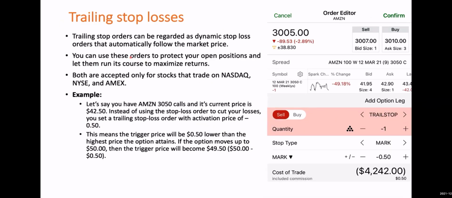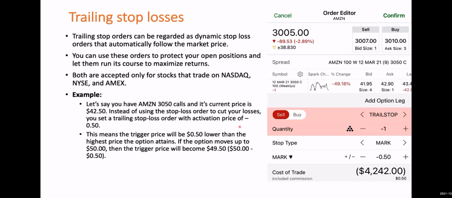What is a trailing stop loss order? Trailing stop loss orders can be regarded as dynamic stop loss orders that automatically follow the market price. You can use these orders to protect your open positions and let them run their course to maximize return. Both are accepted only for stocks that trade on the NASDAQ, NYSE, and Amex exchanges.